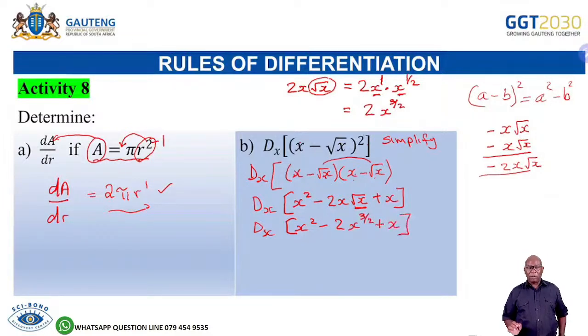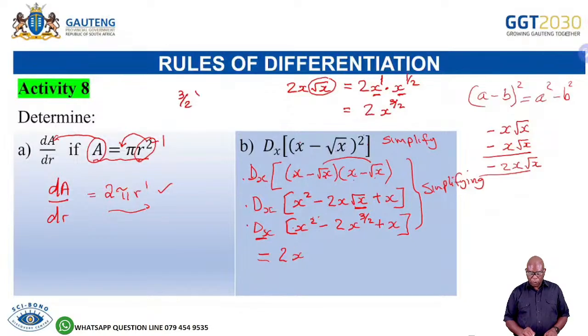Now I can differentiate. You see, I haven't differentiated before; I was simplifying. Once I start differentiating, I no longer put this, I put an equal sign, because I'm differentiating now. So I'll have 2 times 1, it's 2x to the power of 1. I've subtracted 1 there. 3 over 2 times 2: if you have 3 over 2, you're multiplying by 2, you'll get a 3. So I'll get a negative 3x.